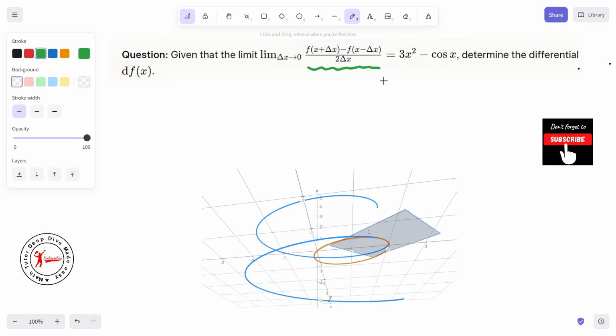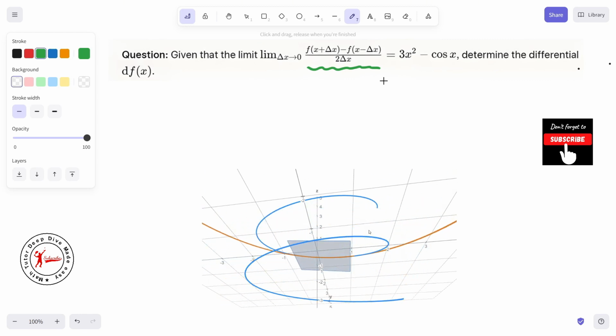The expression inside the limit is f of x plus delta x minus f of x minus delta x, divided by 2 delta x. This feels like it's measuring the difference in the function's values at points just to the right and left of x, scaled by 2 delta x. Let's explore how this connects to the derivative.